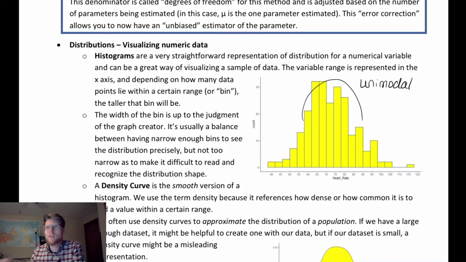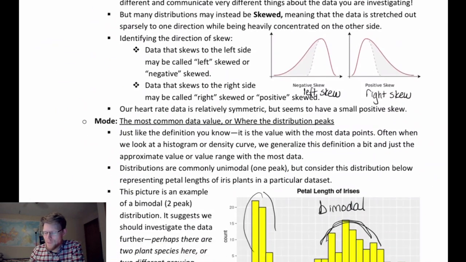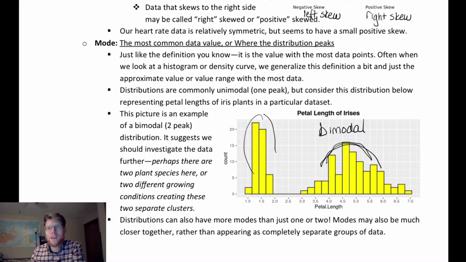And it's a little bit subjective, right? Because what if I have a little bit of a bump over here? Is that a second mode or not? So it gets a little bit subjective deciding that. But usually if we have this clear, pronounced peak in multiple places, we would call each of them modes. And that helps us understand what's going on in our data.